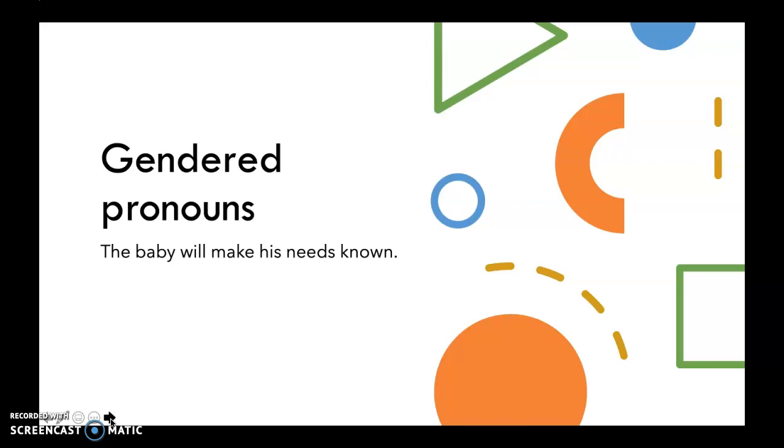But I read a book about babies when I was pregnant, and in that book, the pronouns shifted in every paragraph. It was very weird. The baby will make his needs known. And then in the next paragraph, the baby will cry when she is hungry, and those kinds of things. And they were trying to be fair in their representation that babies can have different sexes, and that's great.